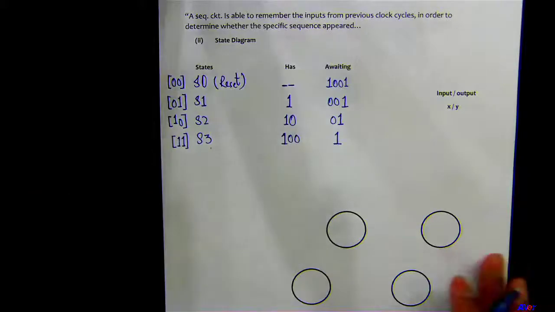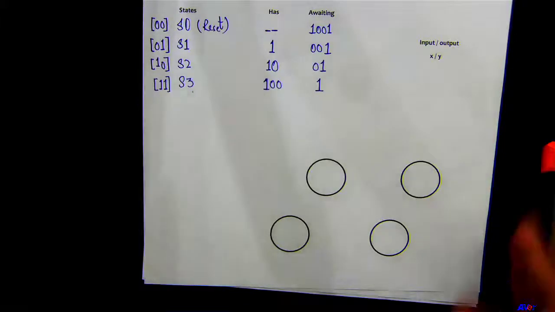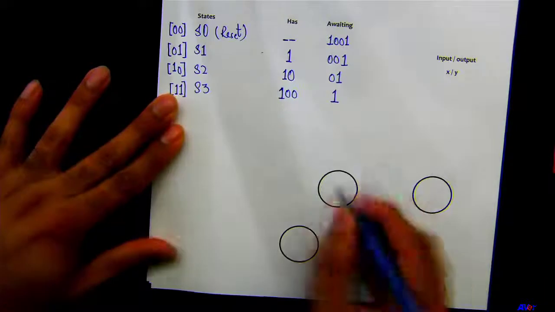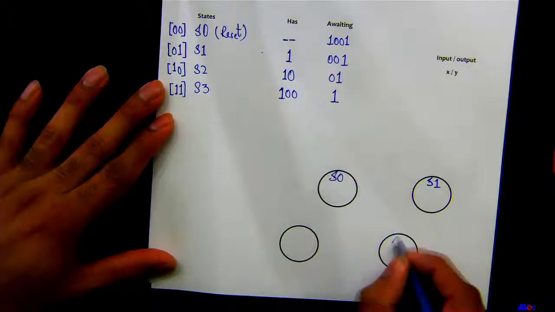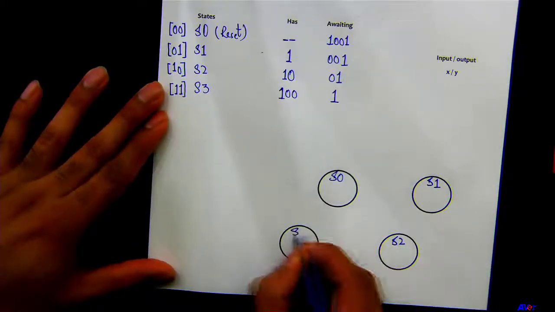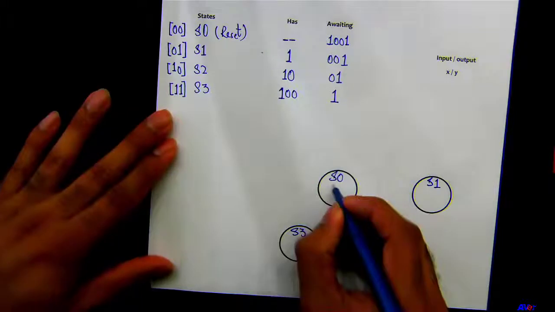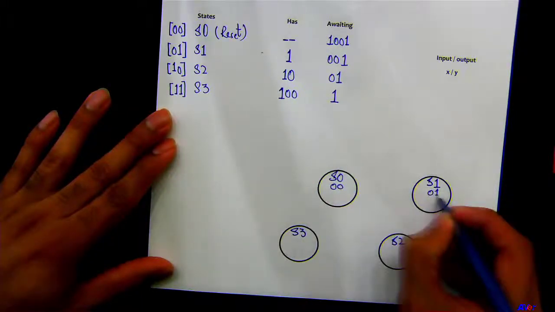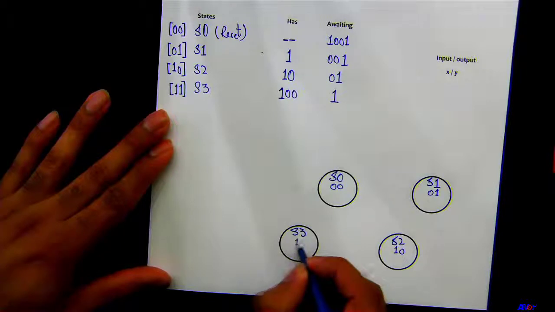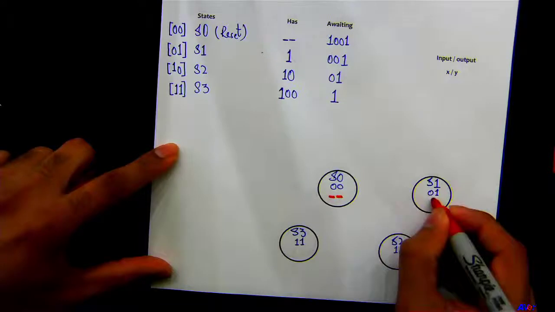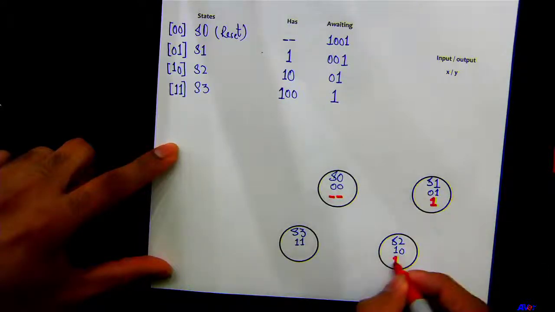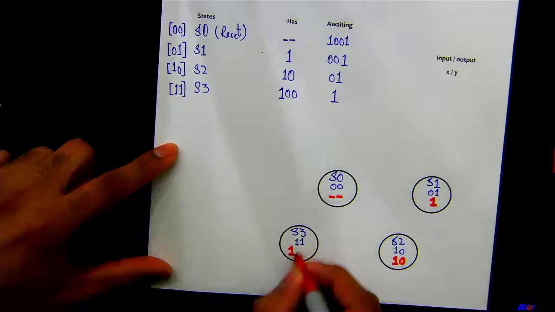Now that we have the states and the transition sequence, we're going to work on our state diagram. Okay, so this is going to be our S0. This is S1, S2, this is your S3. So 0, 0, 0, 1, 1, 0, 1, 1. Here it starts detecting. Here it has received 1. Here it has received 1, 0. Here it has received 1, 0, 0.